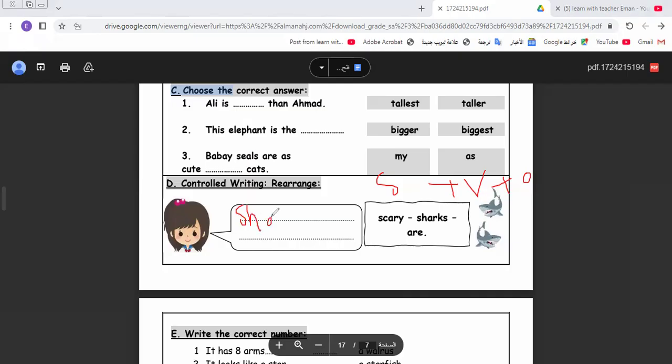It will be here sharks are scary. Here sharks is the subject. Where is the verb? The verb here, it will be are, and scary here is the object. Okay. Or you can say object or the complement of the sentence. Here is sharks are scary. Let's go to another item here.